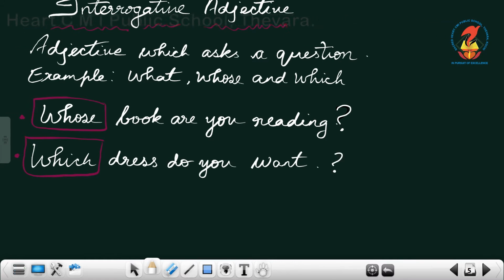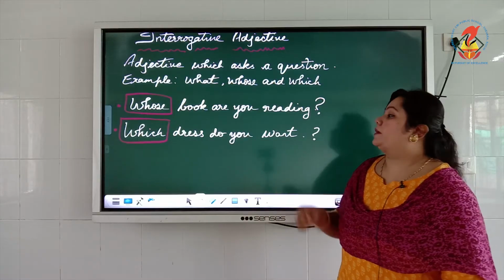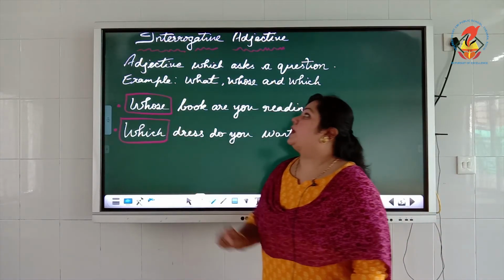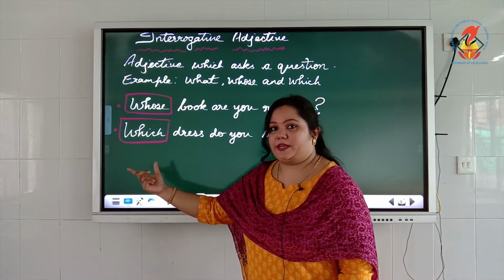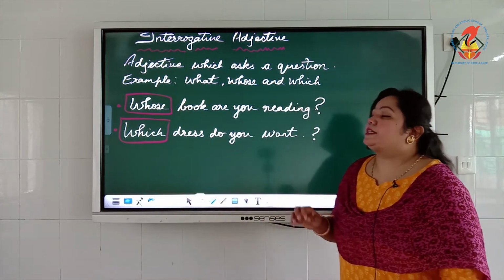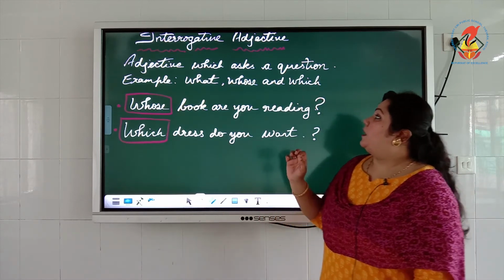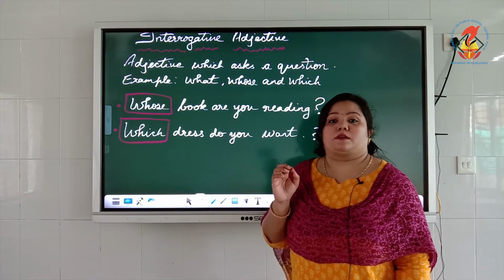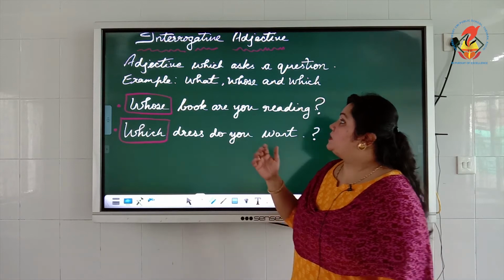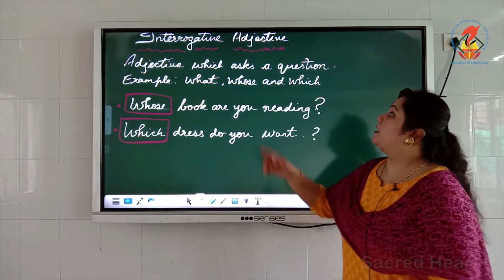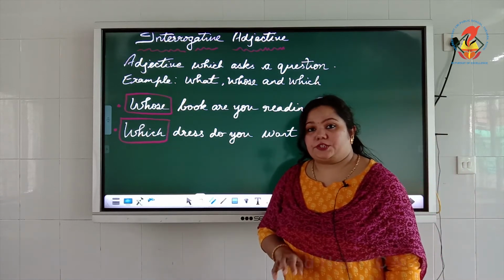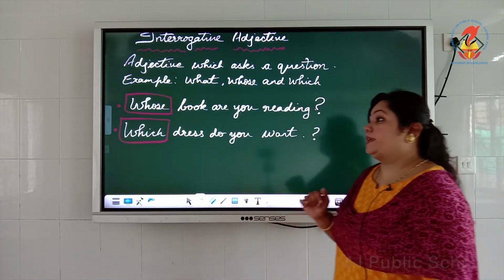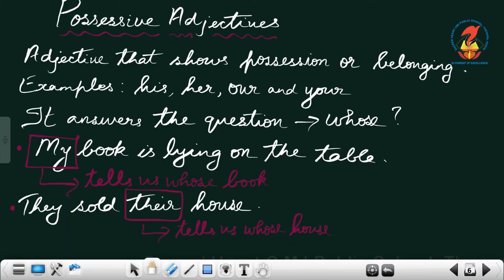Which dress do you want? Again, which is the interrogative adjective, the question word, right? So, interrogative adjectives are basically adjectives which ask questions, and the words used as interrogative adjectives are what, whose and which. Alright children? Now let's go to the next type of adjective.